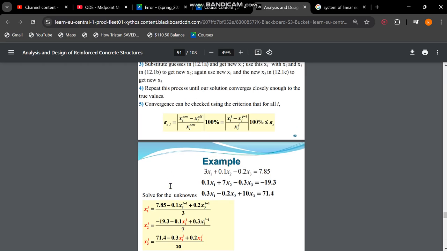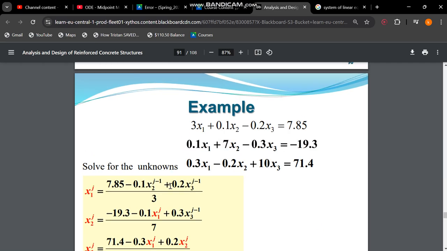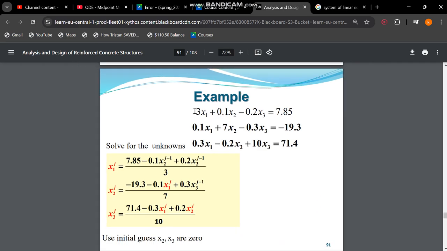So let's go for an example. Let's go for this example. Okay, so over here you want to rearrange for x1. Over here, you want to rearrange for x2. Over here, you want to rearrange for x3. This is diagonally dominant. Okay, diagonally dominant.